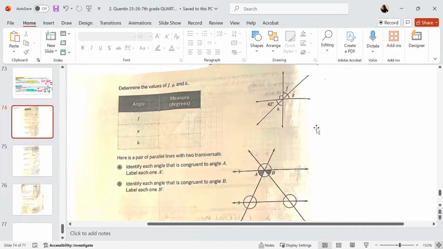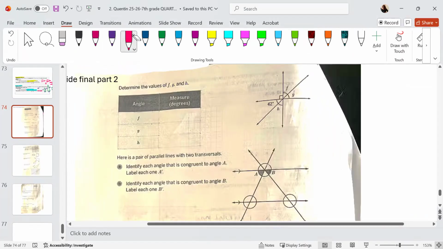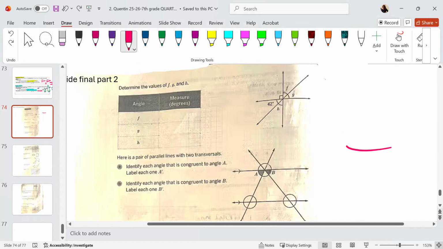So first off, across from 42 degrees is g, and whatever's across from that is going to be the same degrees. Then f and g make 90 degrees, so we do 90 minus 42, which gives us 48. And then across from f is h. What is f? 48. How'd you get 48 there?